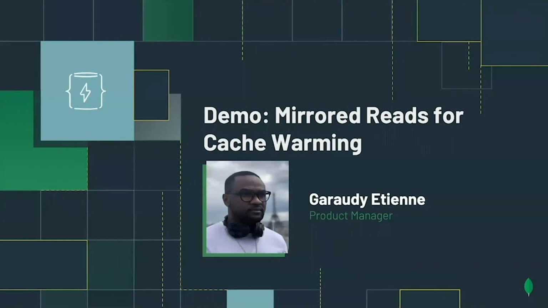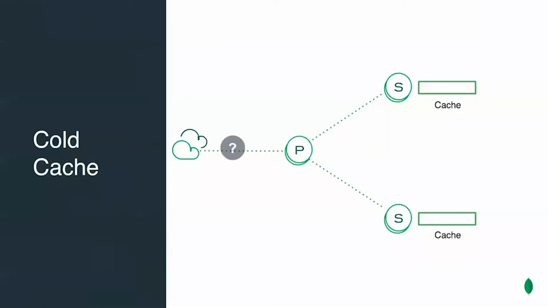Next up is mirrored reads for cache warming. Most of our users' applications read from the primary, and for the majority of times, that's never an issue. But what happens when a primary node becomes unavailable?